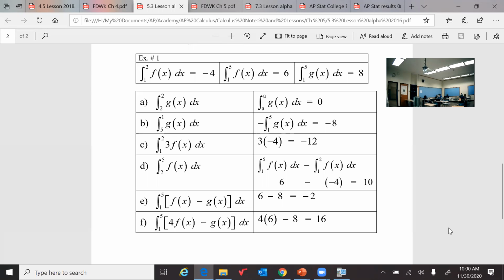E, 1 to 5, you have to add these two. I'm sorry, you got this. 1 to 5 is given for F. 1 to 5 is given for G. You just subtract it with 2. And then F, same limits 1 to 5. 4 times F, 24, take away the 8, and 6.